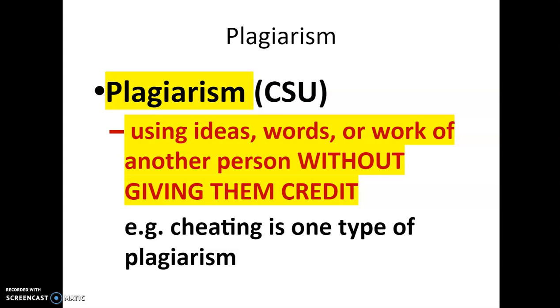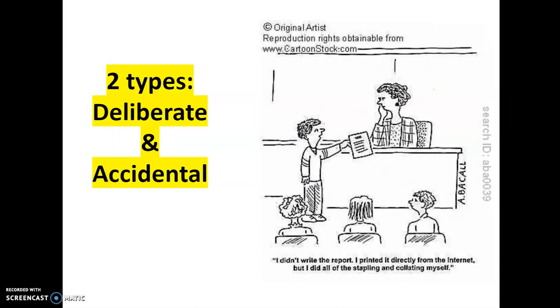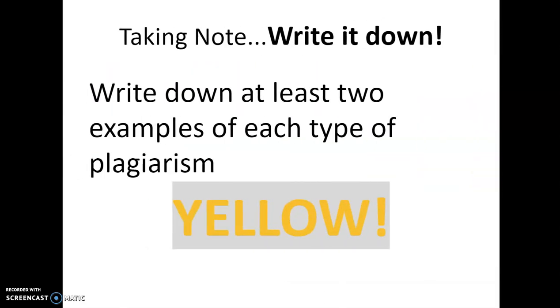And just as we discussed cheating extensively previously, plagiarism is a type of cheating, although there are other types of cheating, but we're narrowing in on plagiarism for this discussion. There are really two types of plagiarism. That's where you deliberately do it, and that's where you accidentally do it. For this next section, I'm going to give you a bunch of examples of the different kinds of accidental and deliberate plagiarism. I want you to write down at least two examples of each type in your notes document.